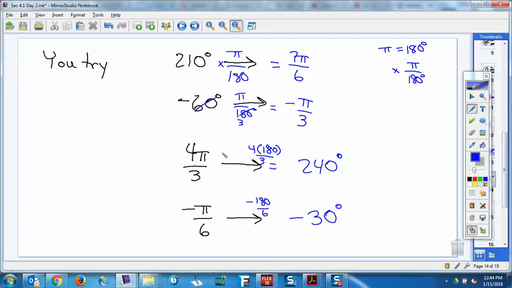Here we just substitute a 180 in there. 180 divided by 3 is 60 times 4, 240. Substitute a 180 in there. 180 divided by 6 is 30, negative 30. Okay?